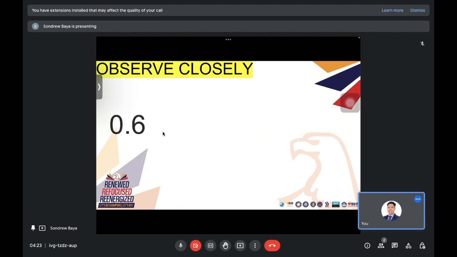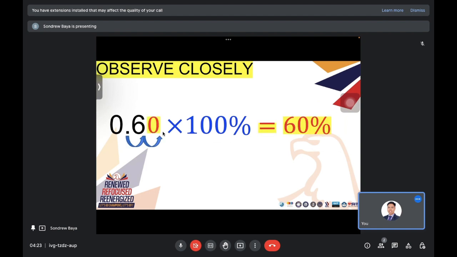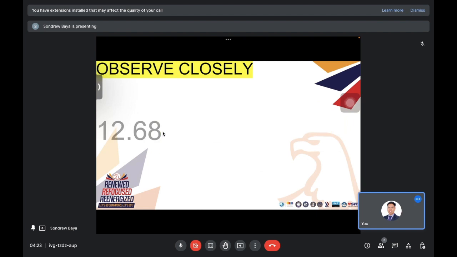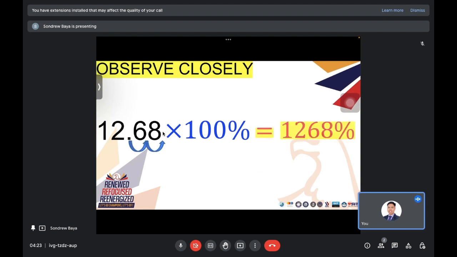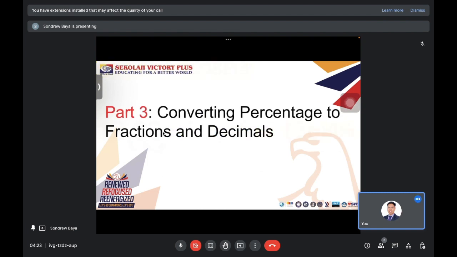0.6. Converting it to percentage times 100%. Can you guess what the value is? It's 60%. Lastly, 12.68 times 100%. So we're converting it to a percentage. So this will just be 2 places to the right, 1268%. And that's the end of part 2. So please pause this video and try to do the second worksheet.